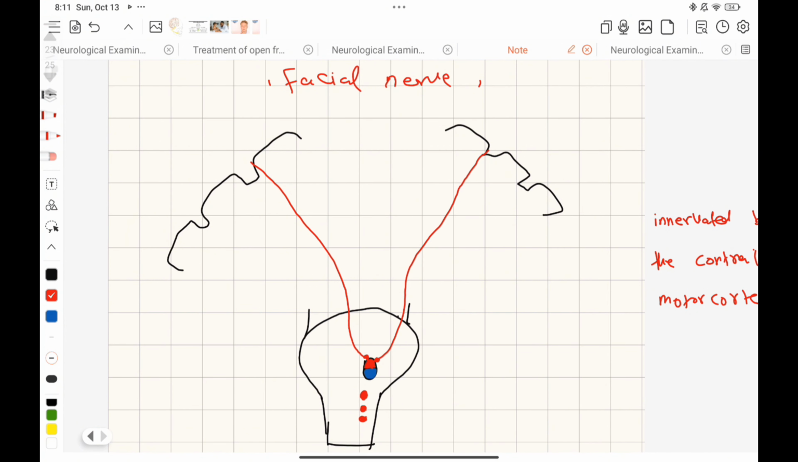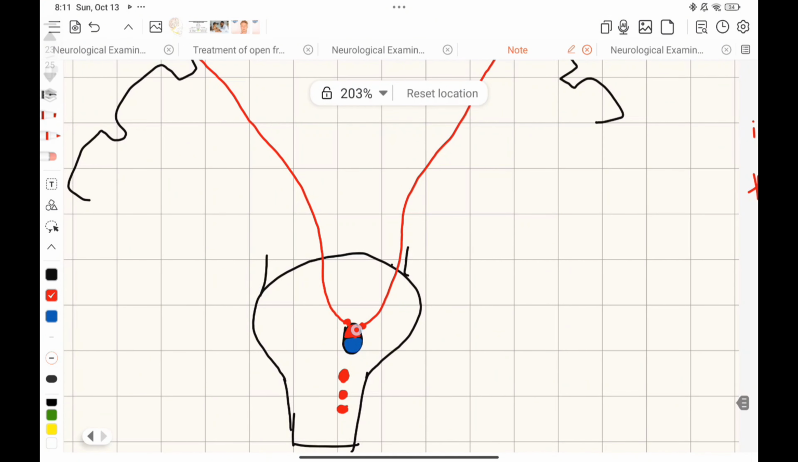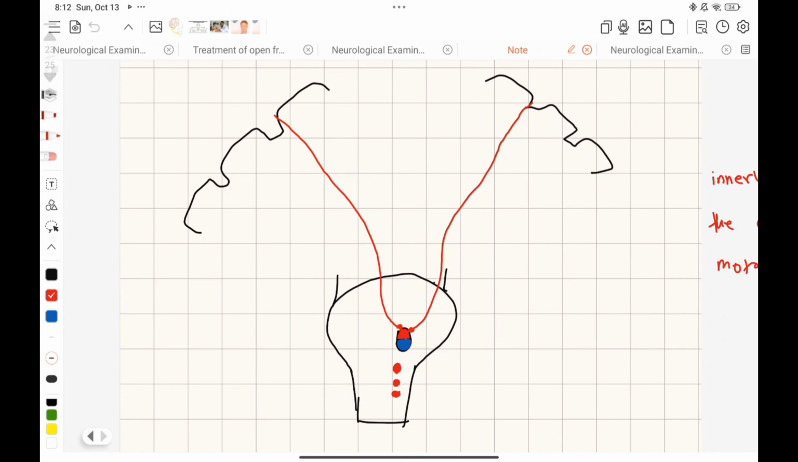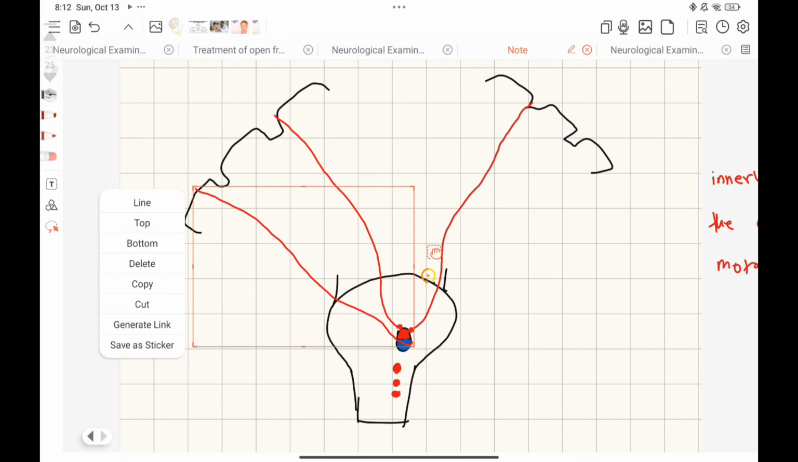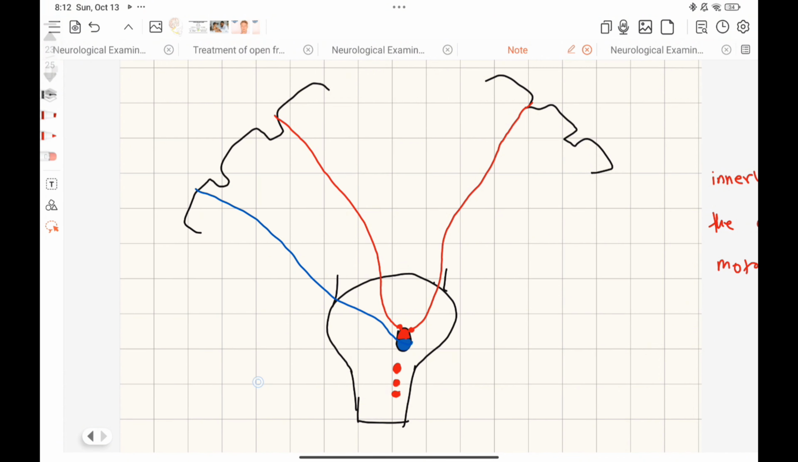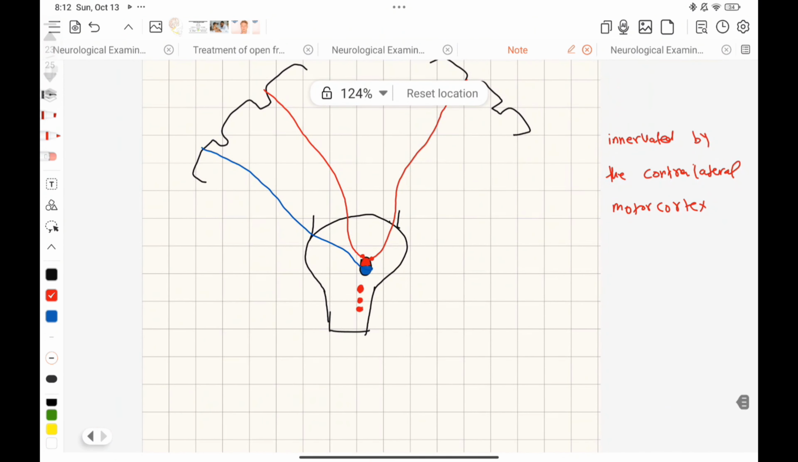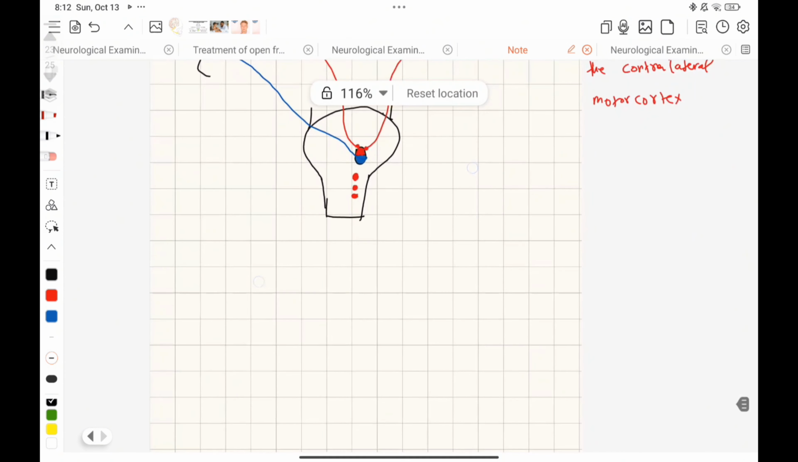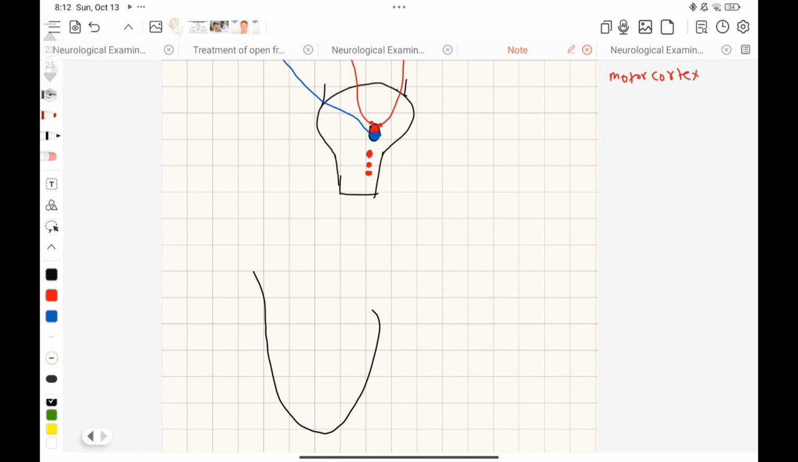motor cortex. Okay, this is about the upper portion of the motor nucleus of the facial nerve, while the lower portion of this nucleus will receive from the contralateral side only. Okay, so as we said, the upper motor nucleus will innervate the upper part of the face, while the lower motor nucleus will innervate the lower part of the face.